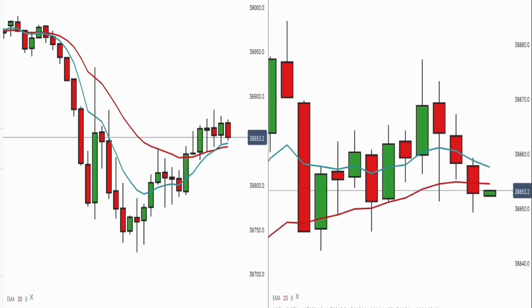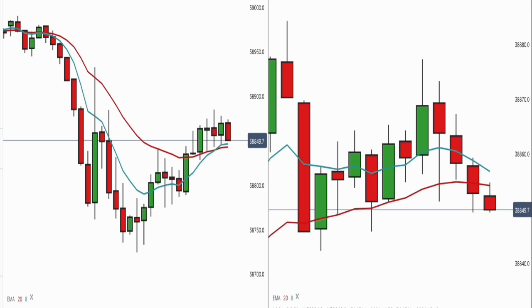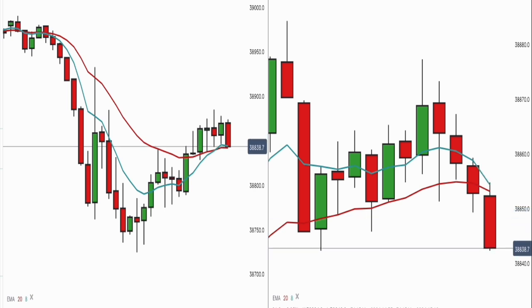So green, not quite high enough. There, perfect. It's touched the EMA now, gone red. That's an entry short. So these entries are firmly already in my brain.